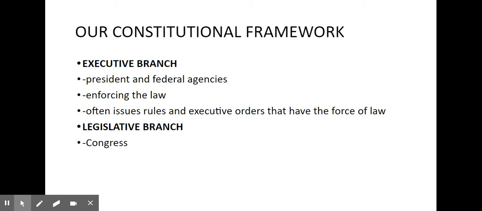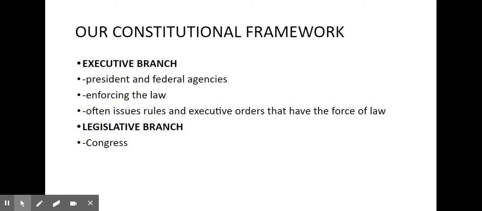The bigger you are, the more representatives you have. And that was done to pacify both the big states and the small states when the Constitution was being created. Okay, what is known as the Great Compromise. Congress is the Great Compromise.